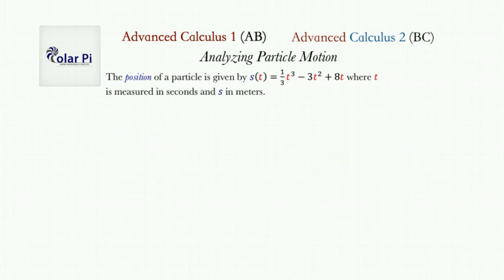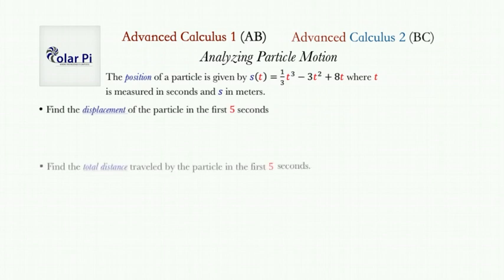Okay, and next we have to find the displacement of the particle in the first 5 seconds. But let's look at this together with finding the total distance traveled by the particle in the first 5 seconds. It's very, very important to distinguish between displacement and total distance. Notice that these are the 2 underlined items. In fact, they are the only 2 underlined items, where I wanted to really highlight that they're very related and yet very different, okay?